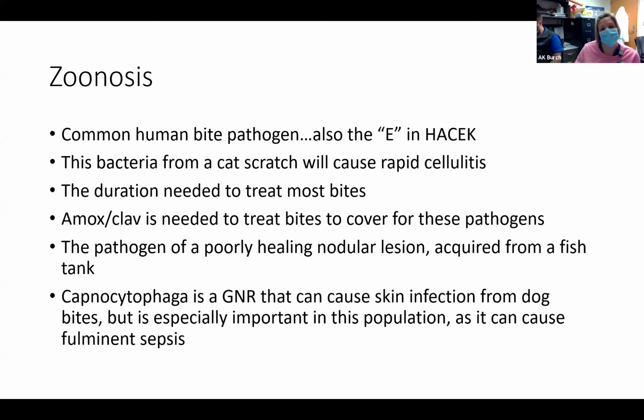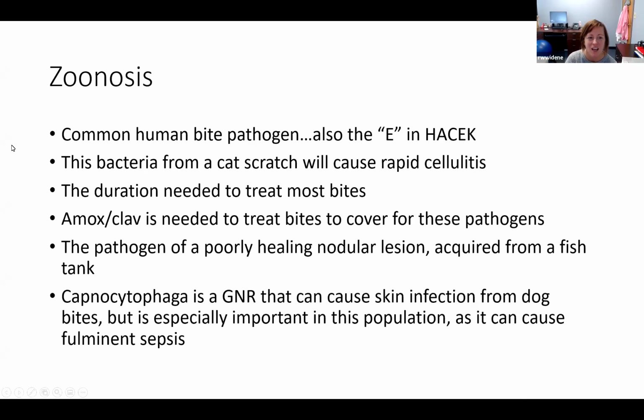Next question. This bacteria from a cat scratch will cause rapid cellulitis. We need some answers from clinic and from the wards, please. Pasteurella.